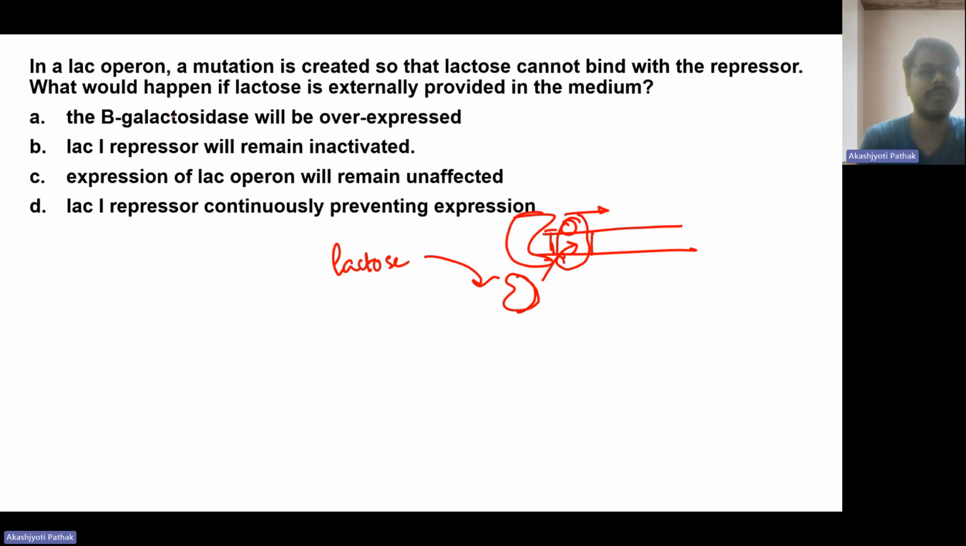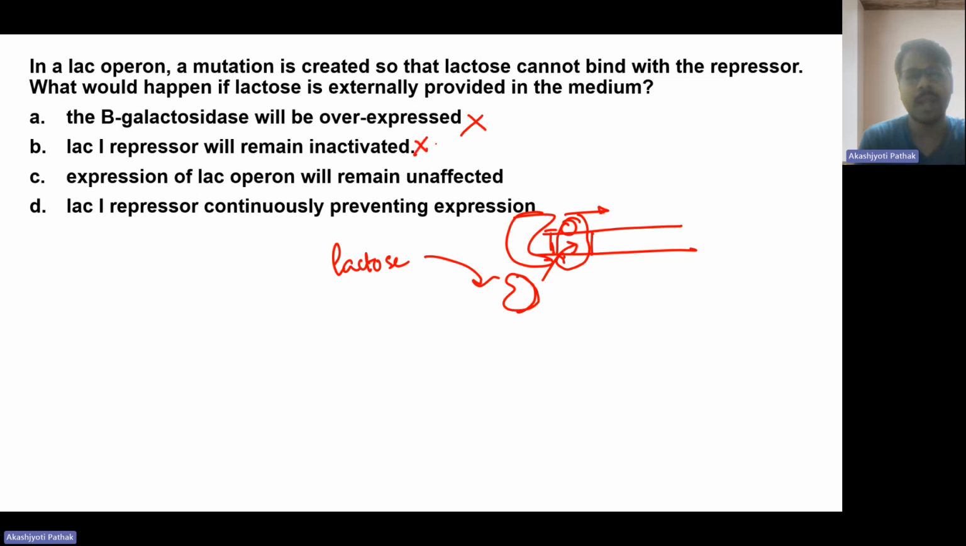So what will happen? Even if lactose is externally provided in the media, the beta galactosidase will be overexpressed. This is wrong. Why will it be overexpressed? Because my repressor protein is blocking the path of the RNA polymerase. So how will the beta galactosidase be overexpressed? This is wrong. The lac-I repressor will remain inactivated. That is wrong.